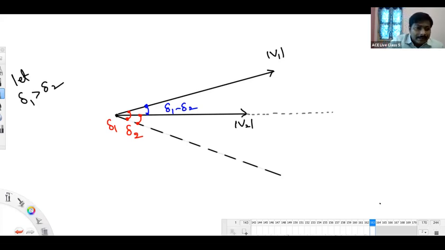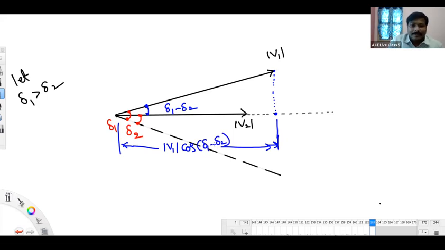Now refer the bus 1 voltage onto bus 2. What do you get? Bus 1 voltage referred onto bus 2 will be V1 cos of delta 1 minus delta 2. All of you getting this? V1 cos of delta 1 minus delta 2.